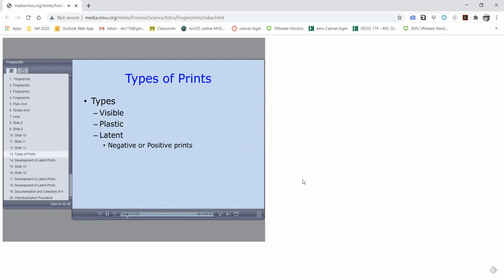So now let's talk about the types of prints there are that we can collect. There's visible, there's plastic, and there's latent. And those can be negative or positive prints. And that would be the way they show themselves and also what we can do to develop them.